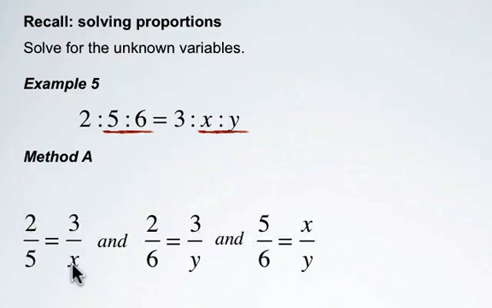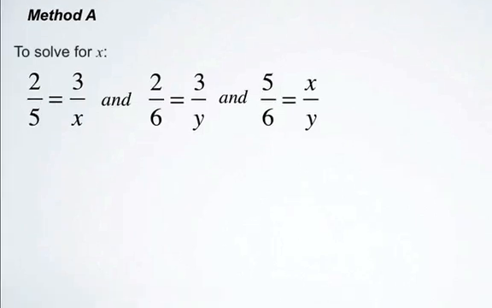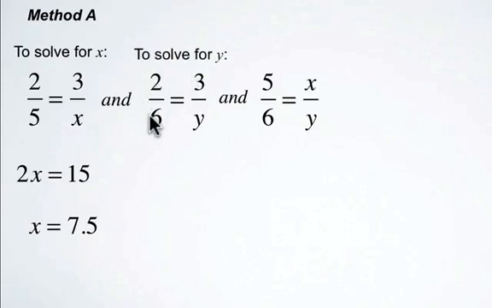Taking a look at the first one here, we've got a 2 over 5 equals 3 over x proportion. To solve this, what we need to do is perform the cross-multiplying procedure, which has us multiply the 2 times the x, then the 5 times the 3, looking something like this. 2 times x is 2x, and 5 times 3 is 15. To solve for x, we need to divide by 2 on both sides, giving you x equals 7.5.